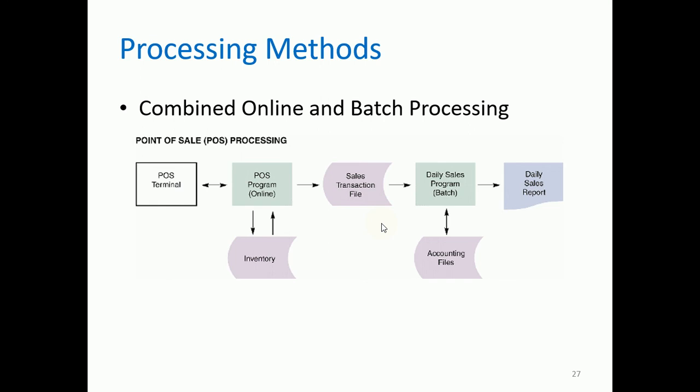But you can also combine online and batch processing. This is an example of point of sale processing. The POS program is online, and it stores or updates the inventory database and also retrieves information from it. Then it produces the sales transaction file, which is processed by the daily sales program in batch and stored in the accounting files. Any time the daily sales program requires data from accounting, it can also be retrieved. The output is a daily sales report from the daily sales program, processed in batch.